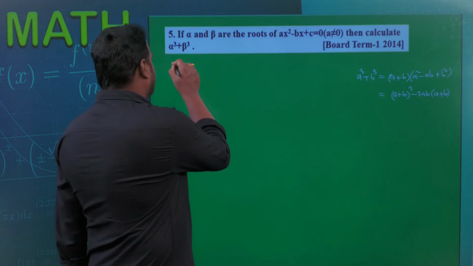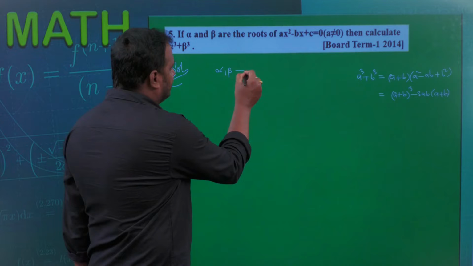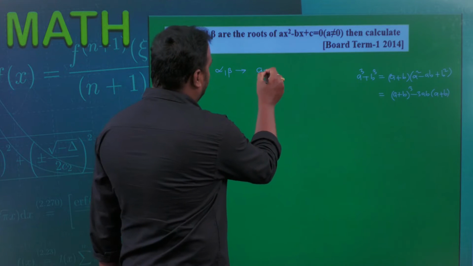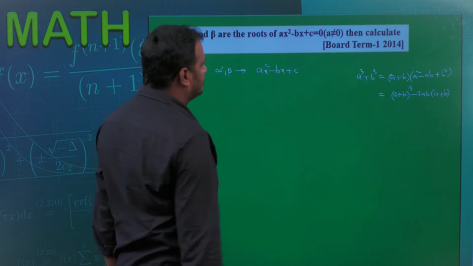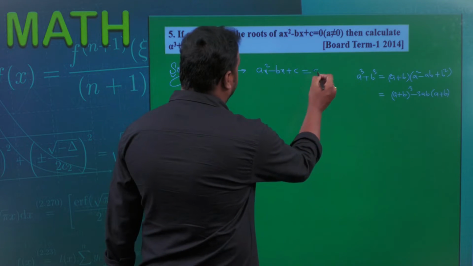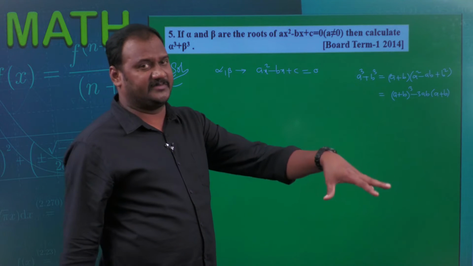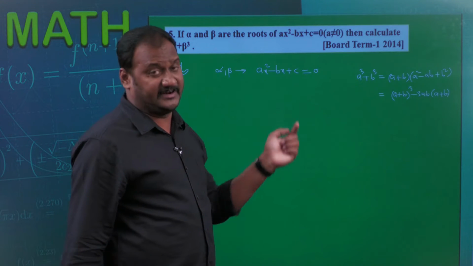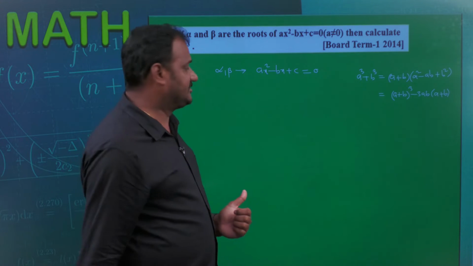Coming to this given problem here, where alpha, beta are the zeros of ax square minus bx plus c, of course equal to 0, that is the quadratic equation. So alpha and beta are said to be roots. If it is a polynomial, then they are the zeros. If it is an equation, then they are said to be the roots or solutions. So please make a difference of that.